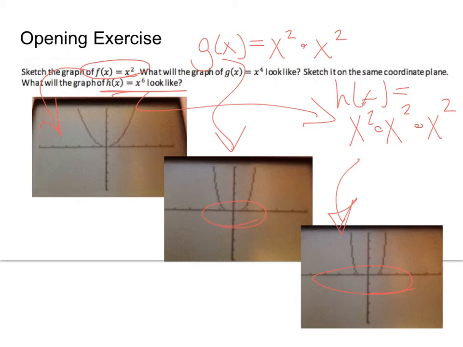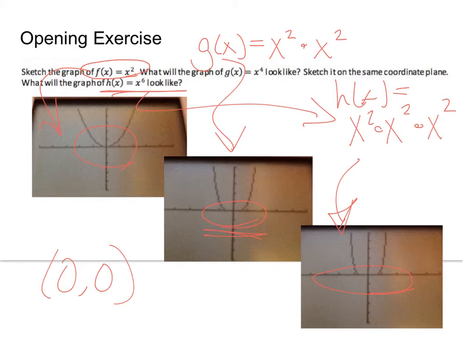So the x-intercept for both of these is at 0. So they pass through the ordered pair (0, 0). The basic shapes are the same, but near the origin, the graph of g is much flatter than the graph of f. And then the graph of h is even flatter than the graph of g. All of the graphs pass through the origin.